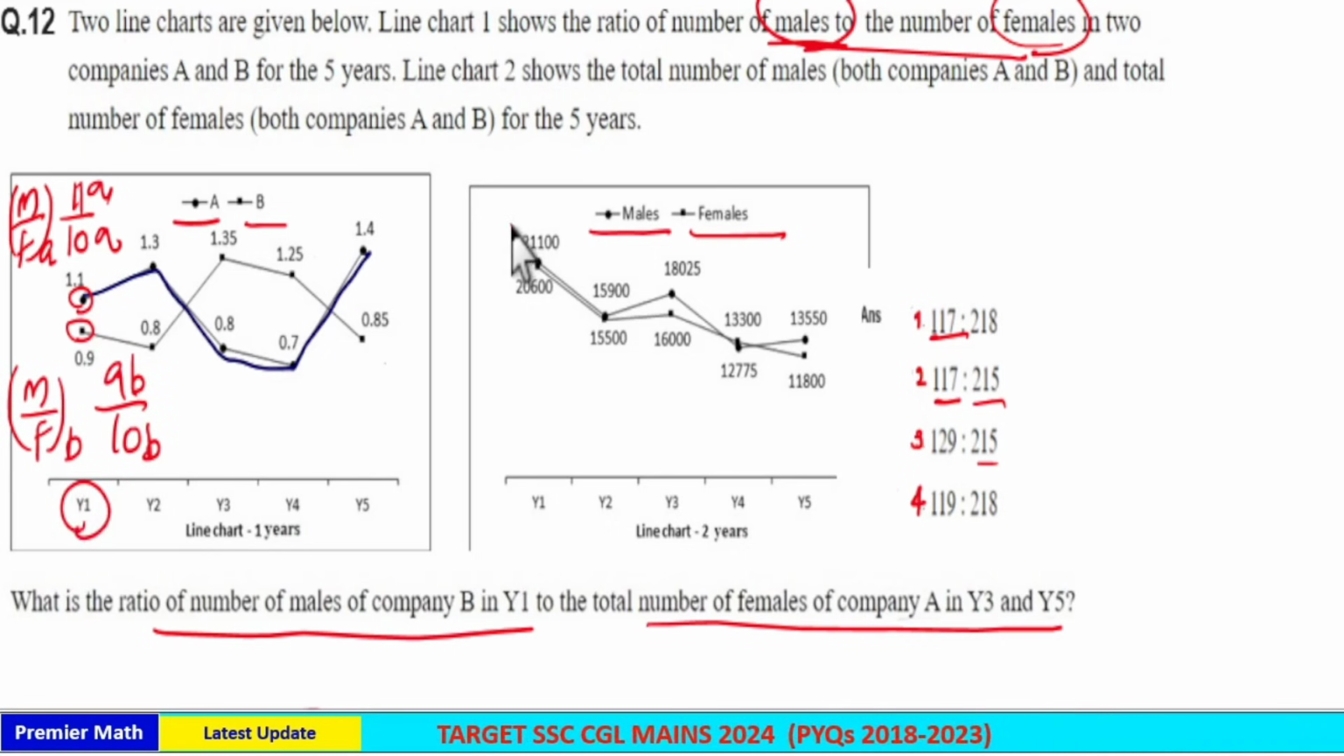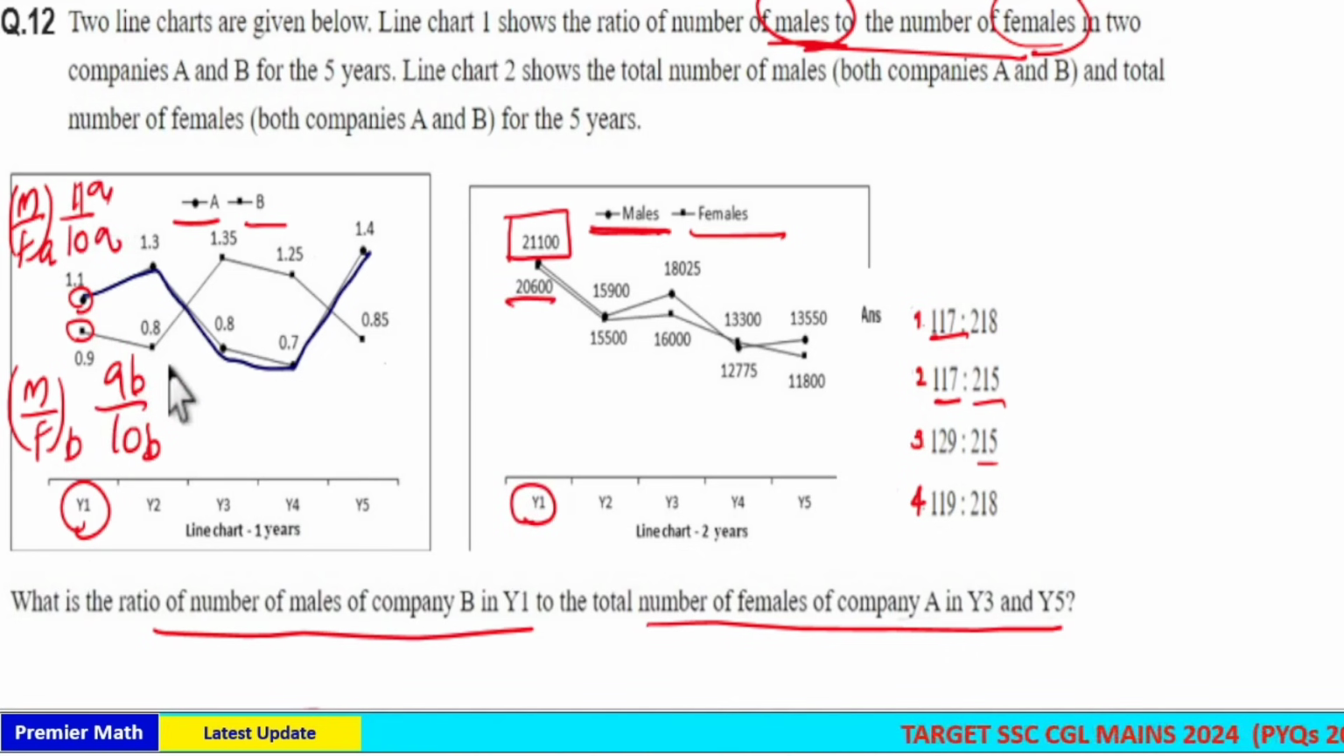Now, this 21,100 means the total number of males in companies A and B for the year 1. And this 20,600 means the total number of women in companies A and B for the year 1. Now, this 11A plus 9B is 21,100, the total number of men. And this 10A plus 10B is the total number of women, which is 20,600. Now, we have to find the number of males of company B in Y1, which is 9B. So, find 9B from this data.